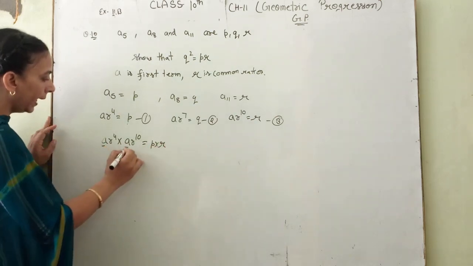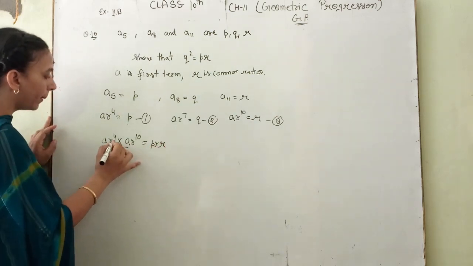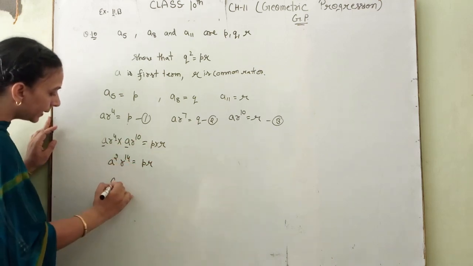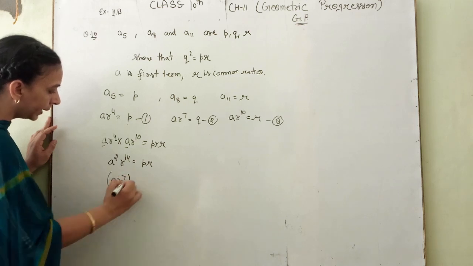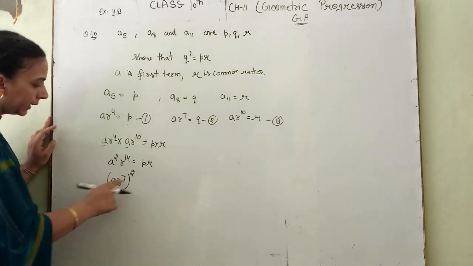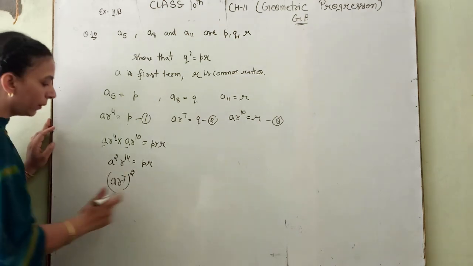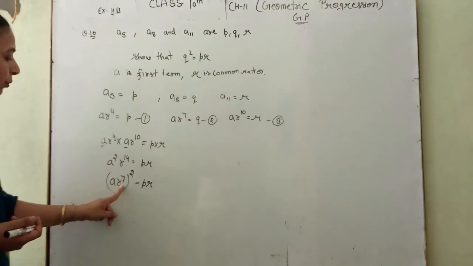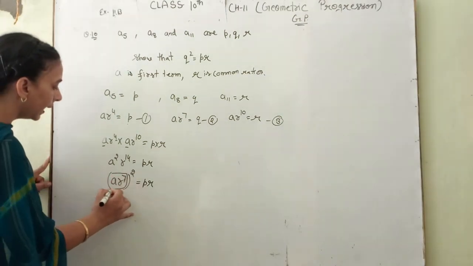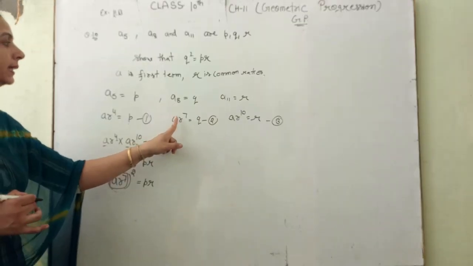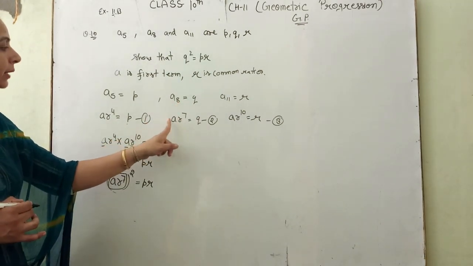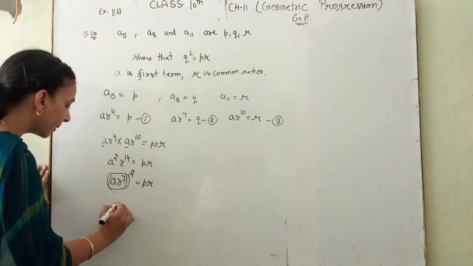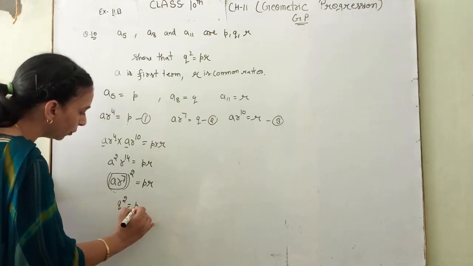Then ar raised to the power 4 multiplied by ar raised to the power 10 equals p multiplied by r. Then a times a is a square, and r raised to the power 4 plus 10 is 14, and this equals pr. We write this as ar raised to the power 7, the whole squared. Okay, that is a square and r raised to the power 14 equals pr. And what is this? ar raised to the power 7. This is the 8th term, and the value of this is q. So in place of this we write the eighth term, which is q, then q square equals pr.